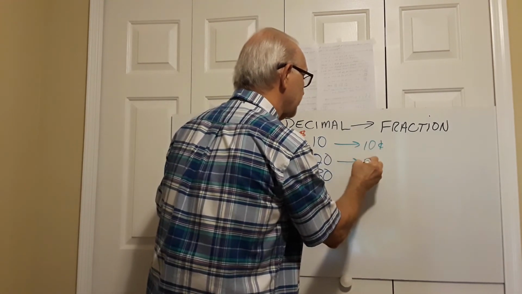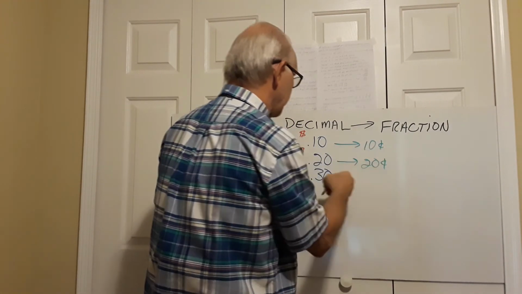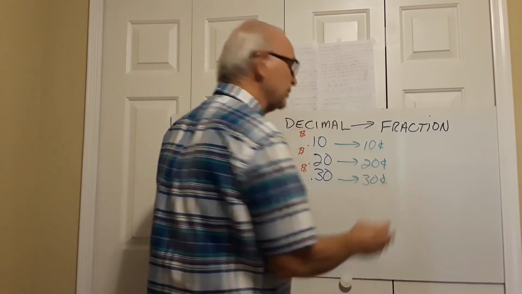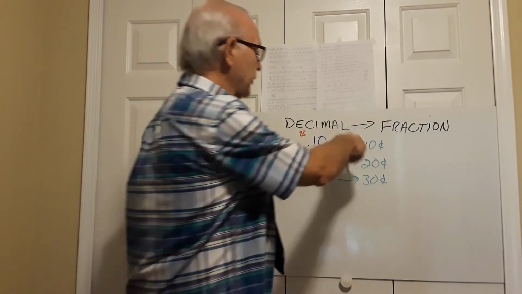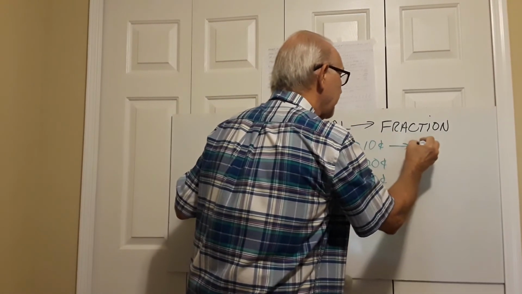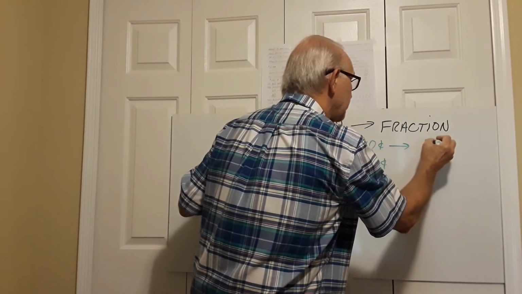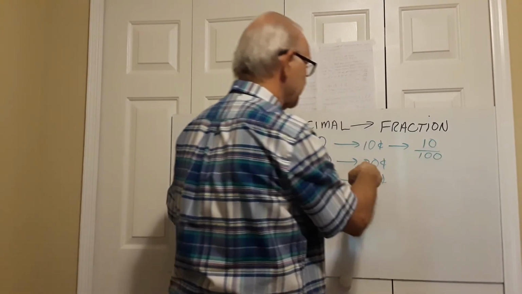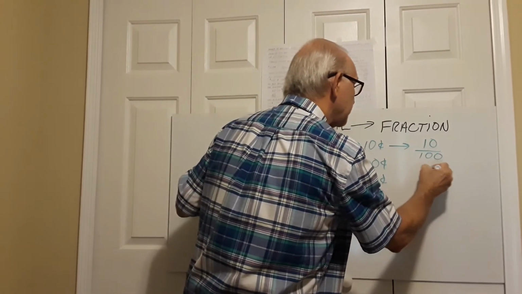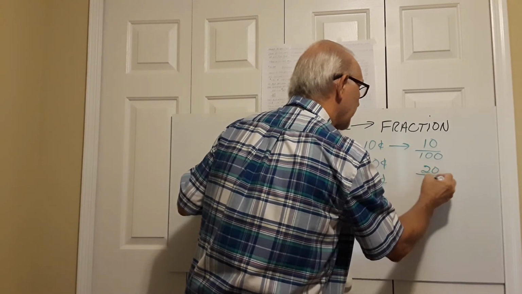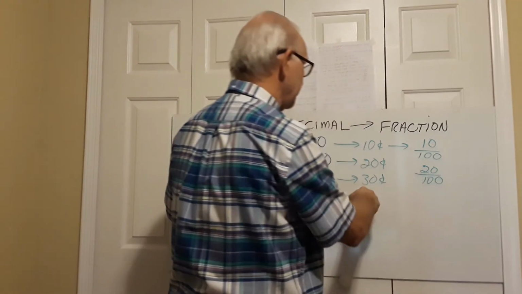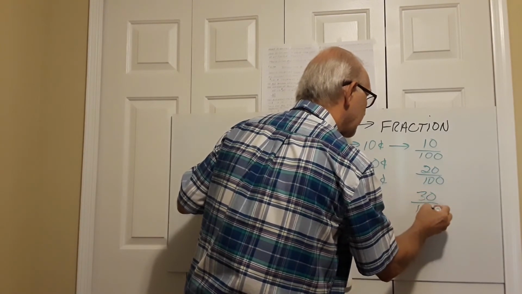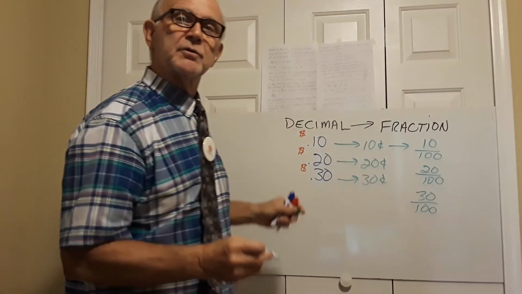What's this one? Well, that's obviously 20 cents. And this one is obviously 30 cents. Okay, I guess this is working just like the other ones, right? So now we have 10 pennies out of 100. This one's going to be 20 pennies out of 100. And this one's going to be 30 pennies out of 100. Well, that all makes sense, right?